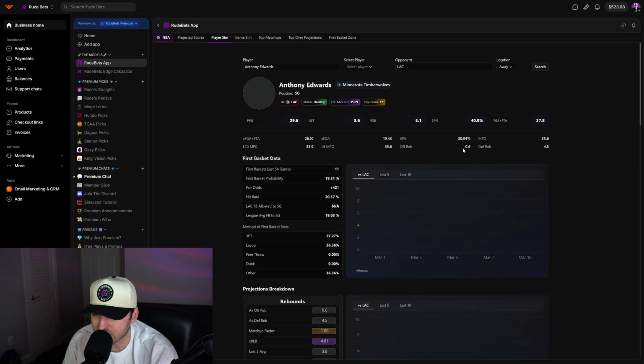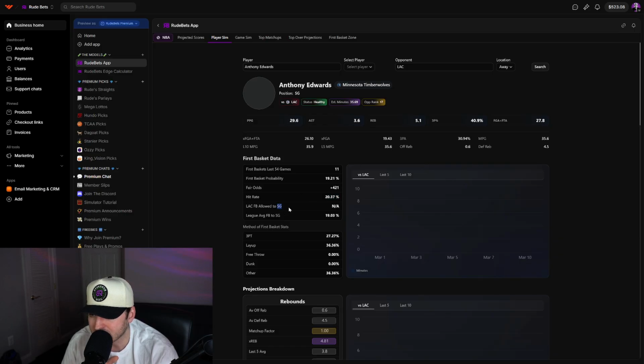So these aren't projections for the most part, except for these first two. Most of this is just statistical data to get an overview of the player, to understand some things that they do and some metrics that they have. Right underneath that, we have the first basket data. So if you're looking for first baskets and you just want to dive into this matchup, you can quickly see the first baskets per game, the probability, the fair odds, his hit rate.